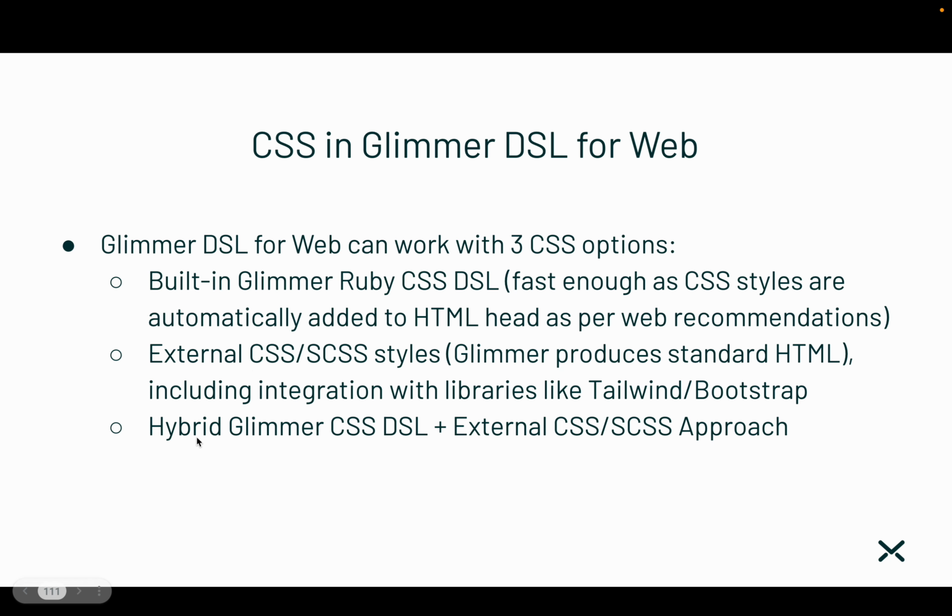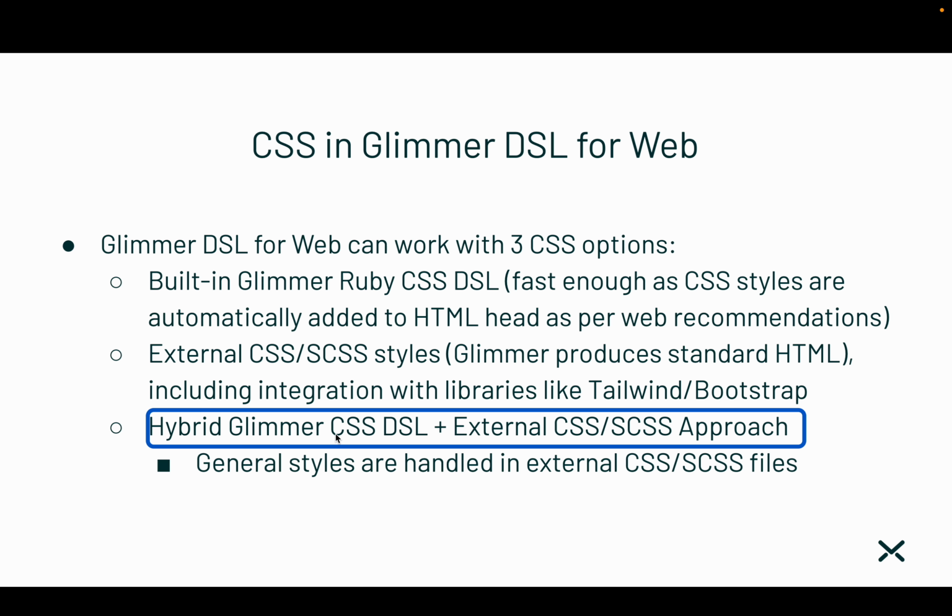Or you could do a hybrid approach. That's what we do at my job, actually. We have external CSS files that have general styles. And then if we have specific styles that have to change for a specific component, then we change them in a Glimmer CSS DSL. And that's definitely fast enough in my experience. I didn't notice any slowdowns in it whatsoever. So I do recommend this approach if needed. But obviously, if somebody prefers to keep a CSS external because maybe they have a different team maintaining the CSS, they can definitely do external CSS as well.